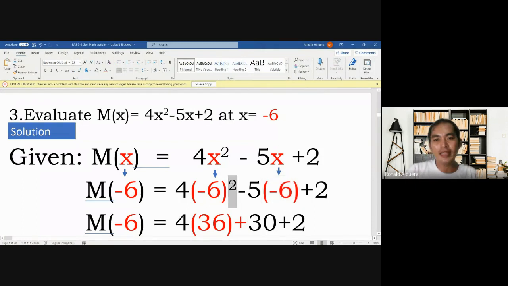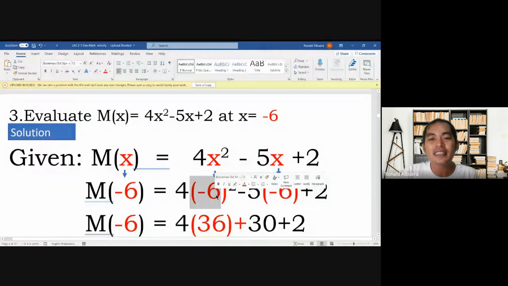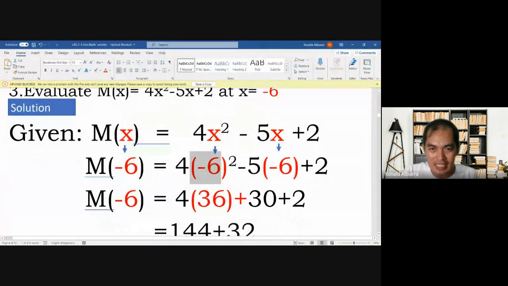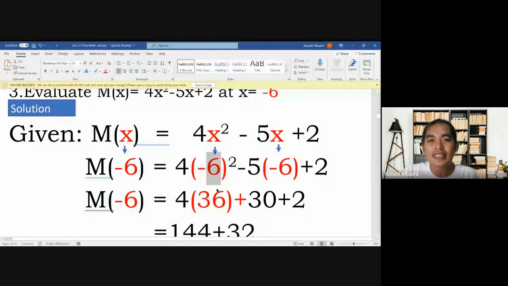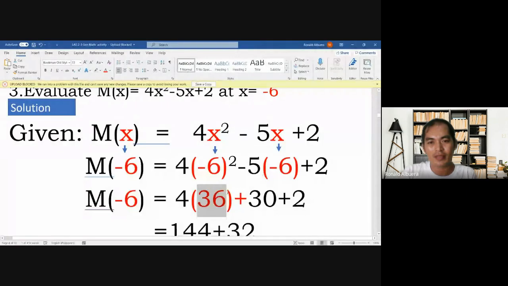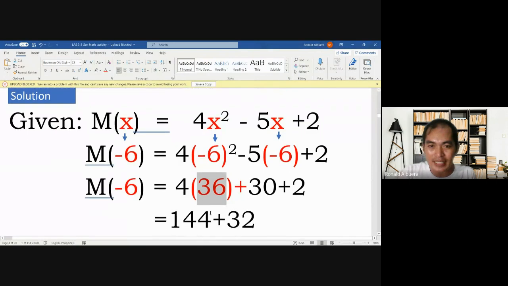So in this case, you square first. Negative 6 times negative 6. That's the meaning of square. You multiply to itself. Negative 6 times negative 6 is positive 36. Okay. Wala na siyang exponent. So you can multiply now. 4 times 36 is 144.